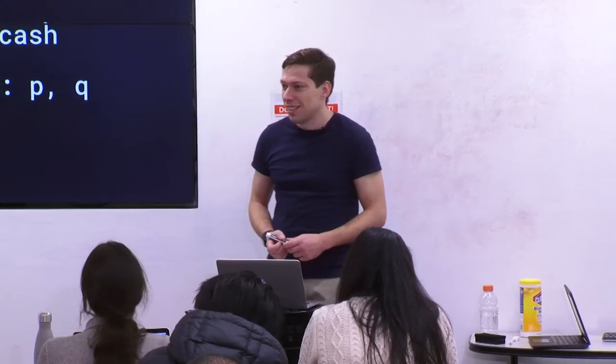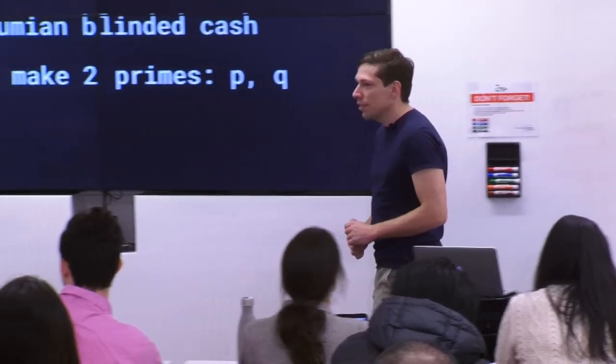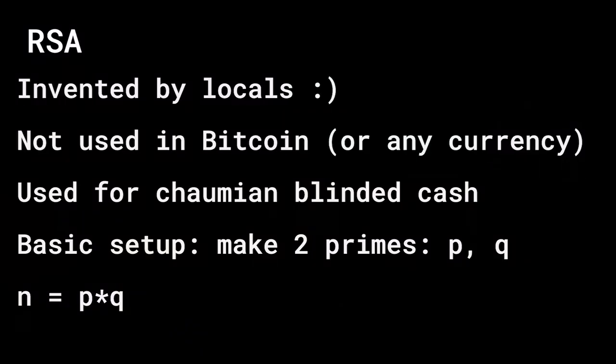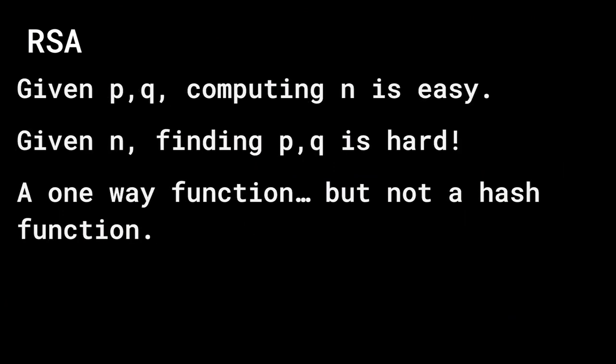Yeah. It's hard to find a preimage, it's hard to factor these? Yeah, it's a one-way function in that if I know P and Q, I can compute N, right? But given N, I can't necessarily find P and Q.